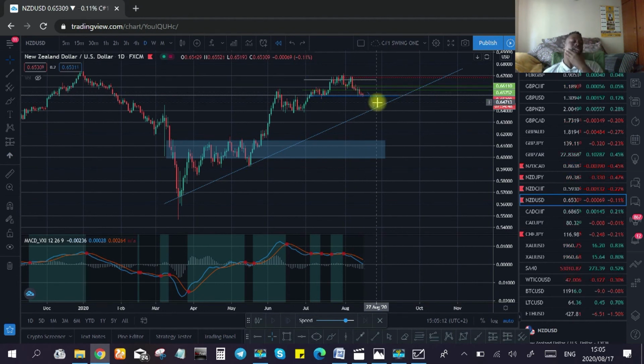So this swing break means a change of direction. When the market is changing direction, that's when you will see, okay, the market was pushing up, now it's about to push down.